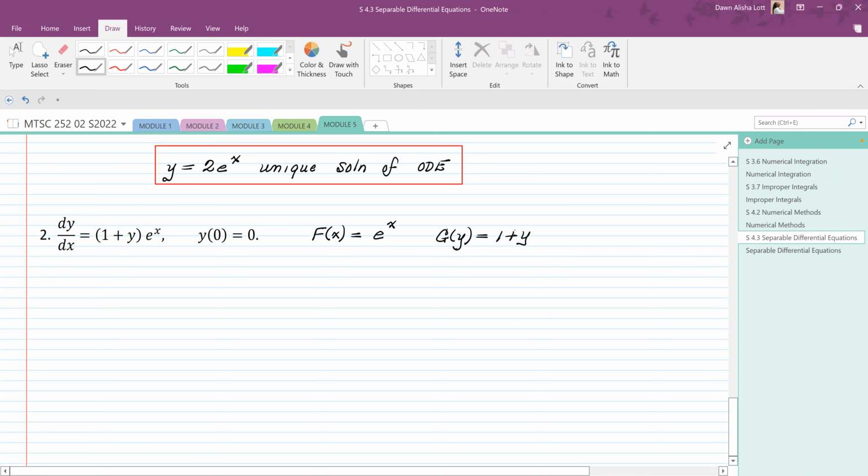All right, so we're going to multiply by the dx. So we're going to get dy over our 1 plus y is going to be e to the x times dx. Any questions?